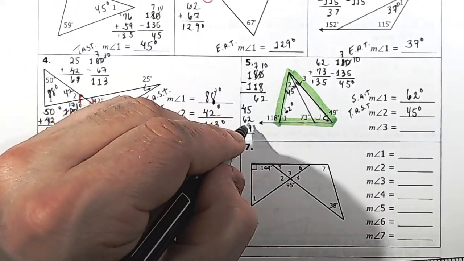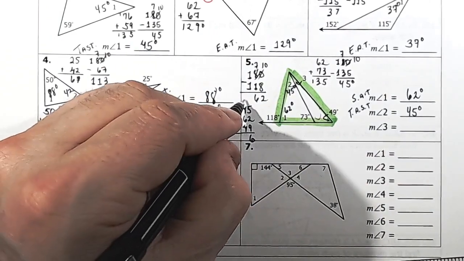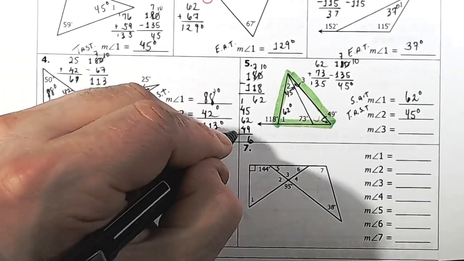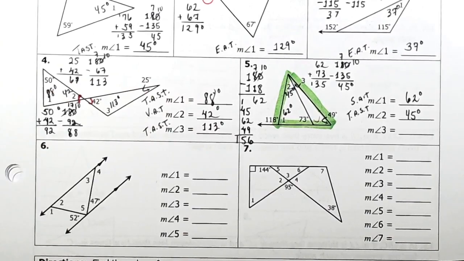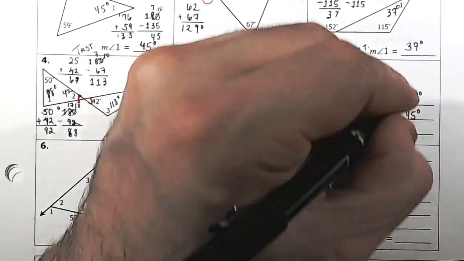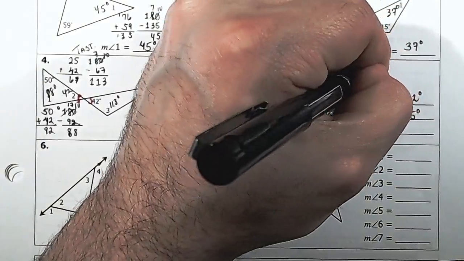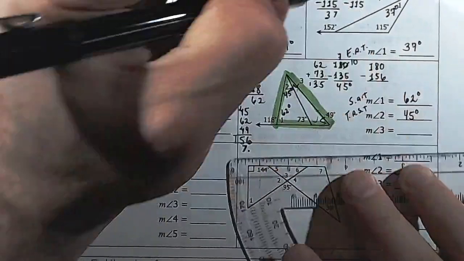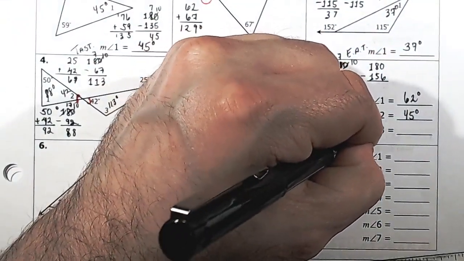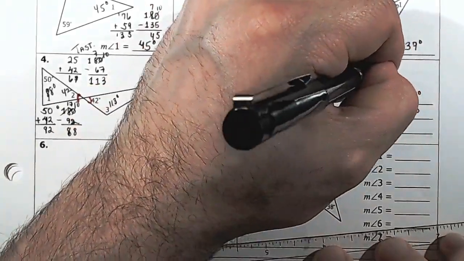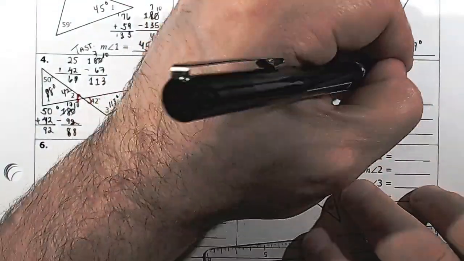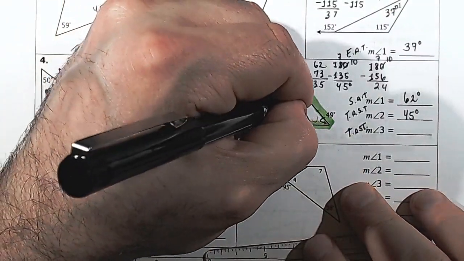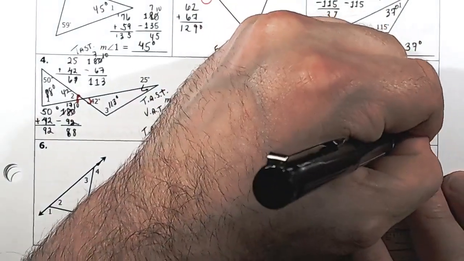5 plus 2 is 7. 7 plus 9 is 16. Carry the 1. 4 plus 1 is 5. Plus 6 is 11. Plus 4 is 15. So these all add to 156. So angle 3 will be 180 minus 156 by the triangle angle sum theorem. So let's borrow from the 8, make it a 7, make the 0 a 10. 6 from 10 is 4. 5 from 7 is 2. So the missing angle is 24 degrees. Angle 3 is 24 degrees by the triangle angle sum theorem.